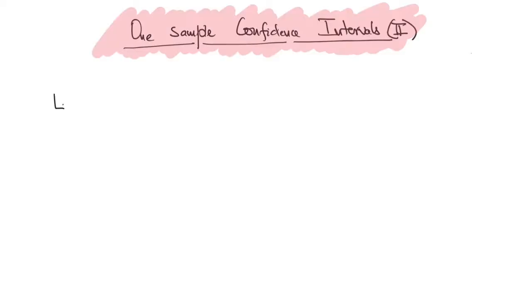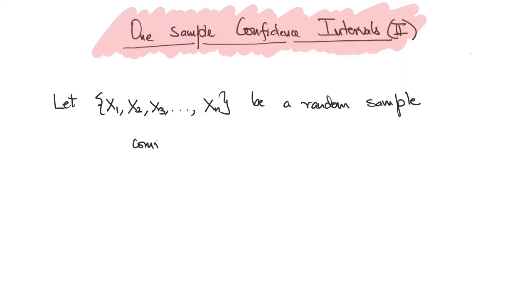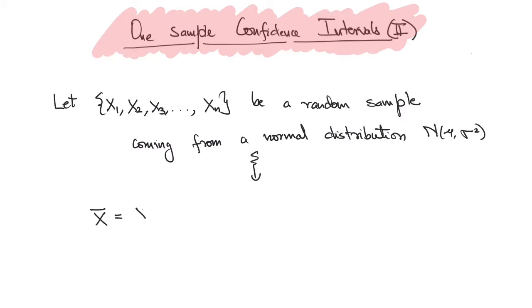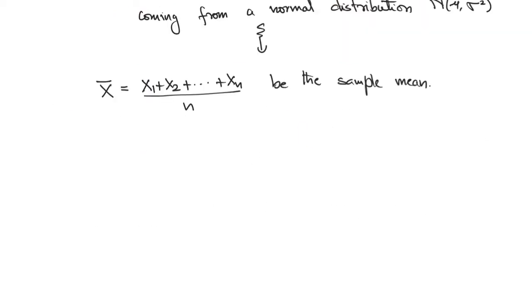Today we will continue to explore one sample confidence intervals. Just to recall some of the basic facts here, let x1, x2, x3, all the way up to xn be a random sample coming from a normal distribution with mean mu and variance sigma squared. We might not necessarily know either of these parameters. We define the sample mean as x1 plus x2 plus x3 all the way up to xn, divided by n.